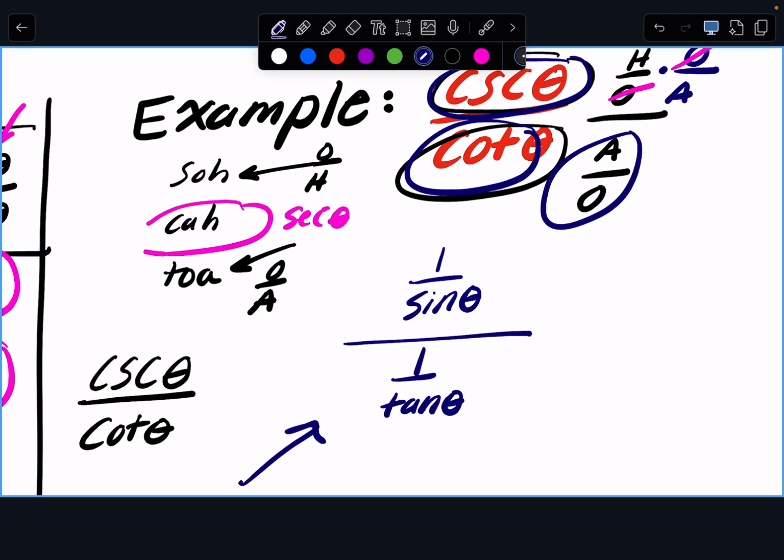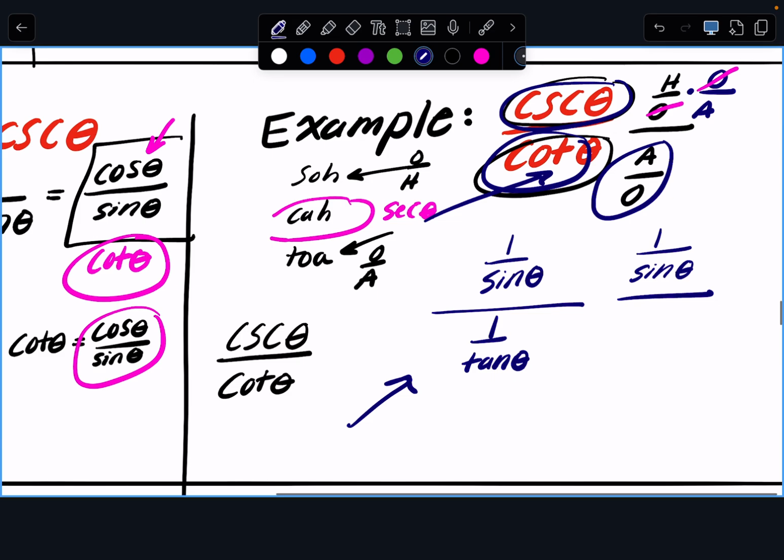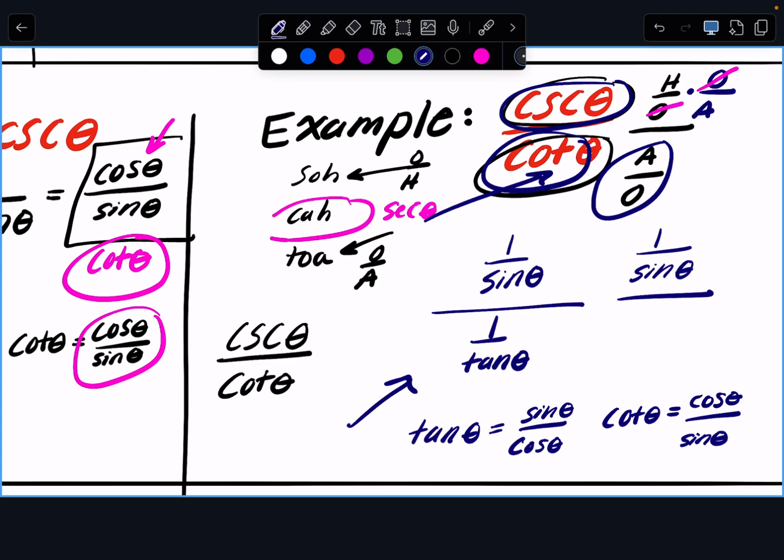Now, if I wanted, could I choose a different statement? Let's see if we could. That's 1 over sine of theta divided by, what is cotangent also equal to? If you want to do 1 over tangent, cool. If you want to do something else, can you? Yes. Let me remind you of something. Isn't it true that tangent of theta can be written as sine of theta over cosine? So what is cotangent of theta equal to? Cosine over sine.